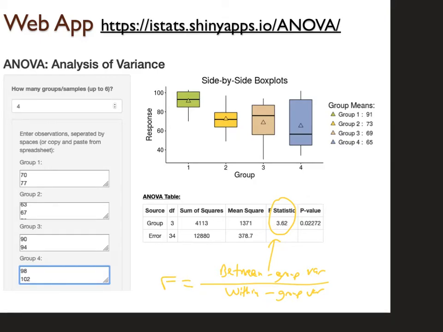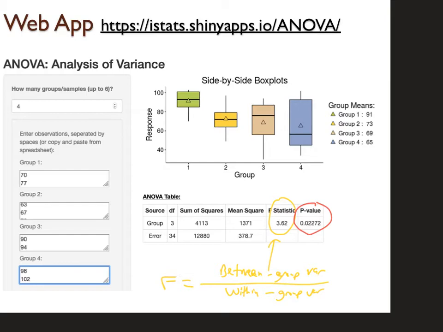That number in and of itself doesn't mean a whole lot to us because there are lots and lots of F distributions depending on the sample sizes. So the number by itself is not going to be terribly meaningful. But we use the F statistic to get the p-value. And the p-value is the probability, just like it was before, of getting data like you did based on the null hypothesis being true.